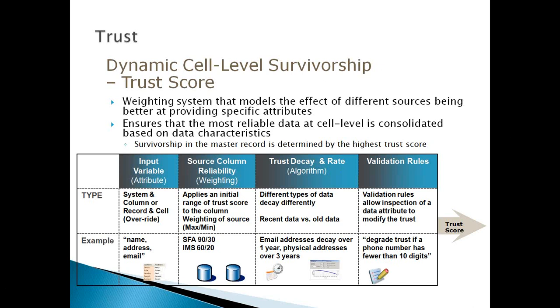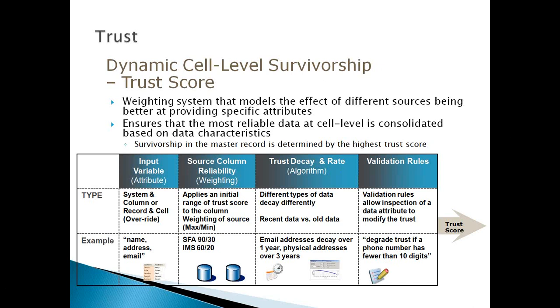But if SFA doesn't have a phone number and only IMS has it, what will happen? Then IMS will get promoted. If some value is there, that will get promoted. If SFA is sending me a null value and IMS is giving me a value, IMS will get promoted into the master record, even if it is bad data. Because we have to promote something. If there is some value, it has to be promoted.